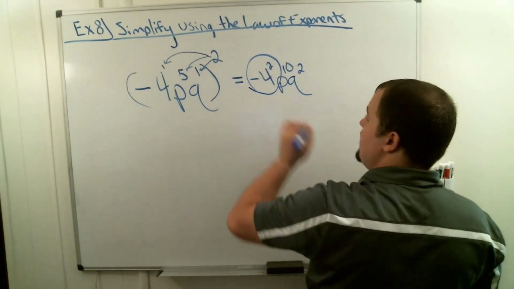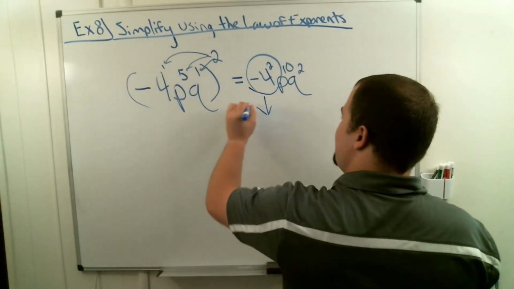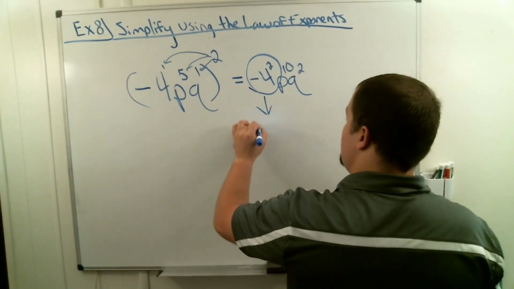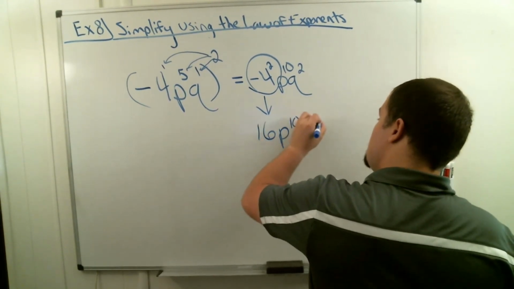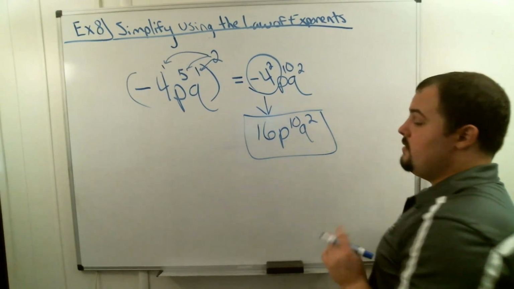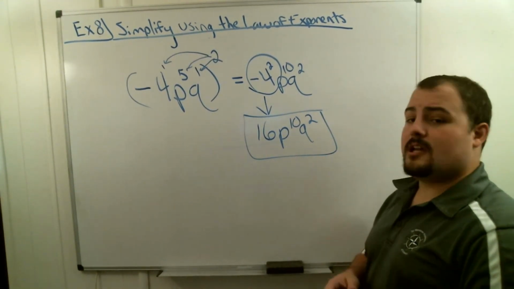Again, we have a number that has a power that we want to get rid of. So we're going to go ahead and get rid of that. A negative 4 times negative 4, that's a positive 16. So this answer is 16 p to the 10th power, q to the 2nd power.